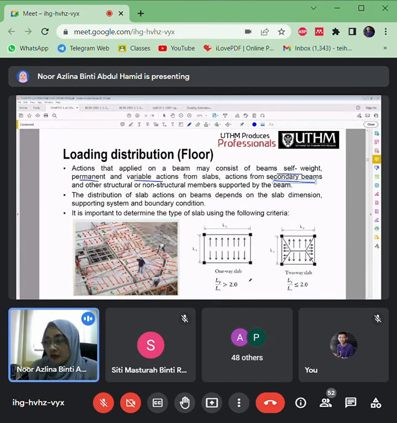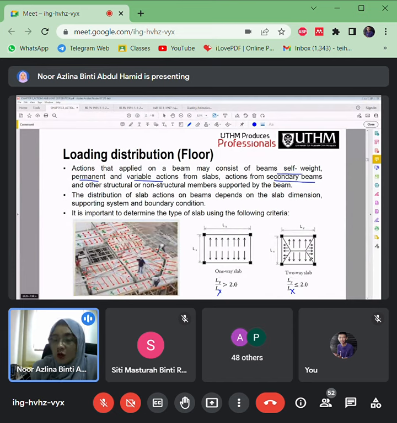There are two types of slabs, right? There are one-way slab and two-way slab. This is X here, and this is Ly. Once Ly divided by Lx is more than 2, it's categorized as a one-way slab. If Ly divided by Lx is less than or equal to 2, it is a two-way slab here.